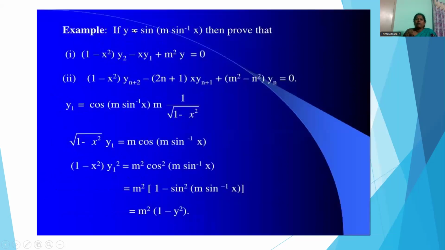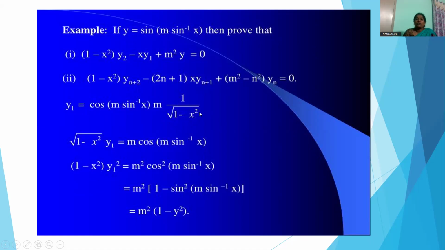Using the result, we see one example. If y is equal to sine of m sine inverse x, then we prove the following. The first derivative is equal to cos of m sine inverse x into m into 1 by square root of 1 minus x square, because the derivative of sine inverse x is equal to 1 by square root of 1 minus x square.